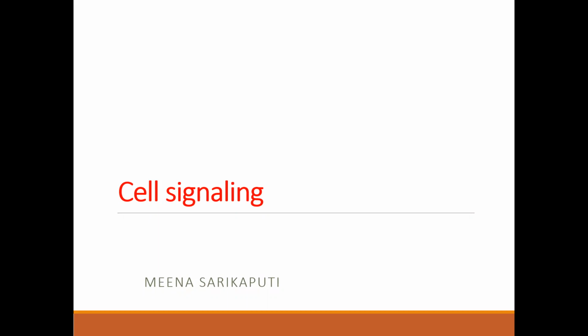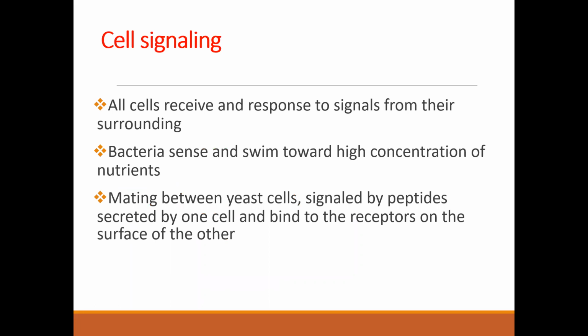The next topic we are going to talk about is cell signaling. All cells receive and respond to signals from their surroundings. For example, a bacterium can sense and swim towards a high concentration of nutrient. Even in yeast cells, which are eukaryotes, in a situation like mating, they have to communicate to another yeast cell whether they are ready for mating or not by secreting a protein or signaling molecule to inform the other yeast cell.